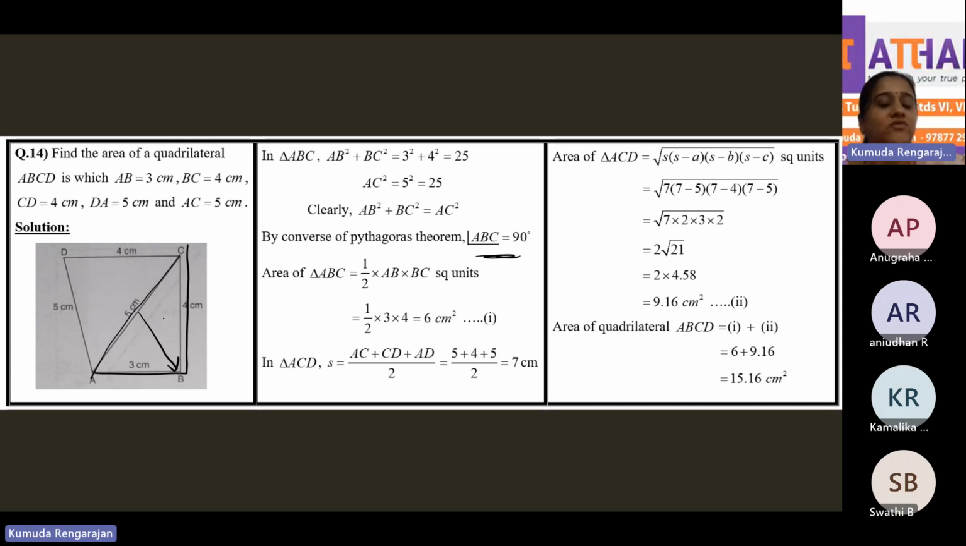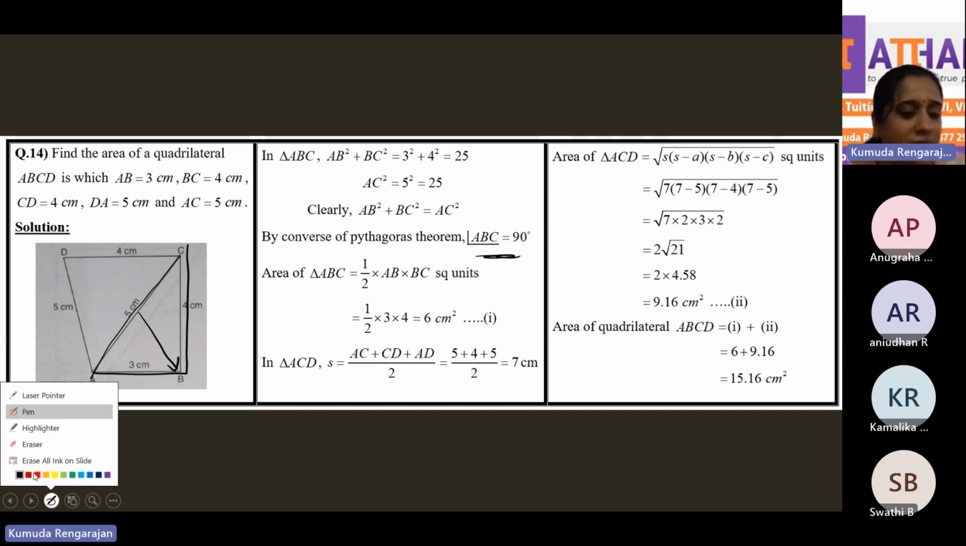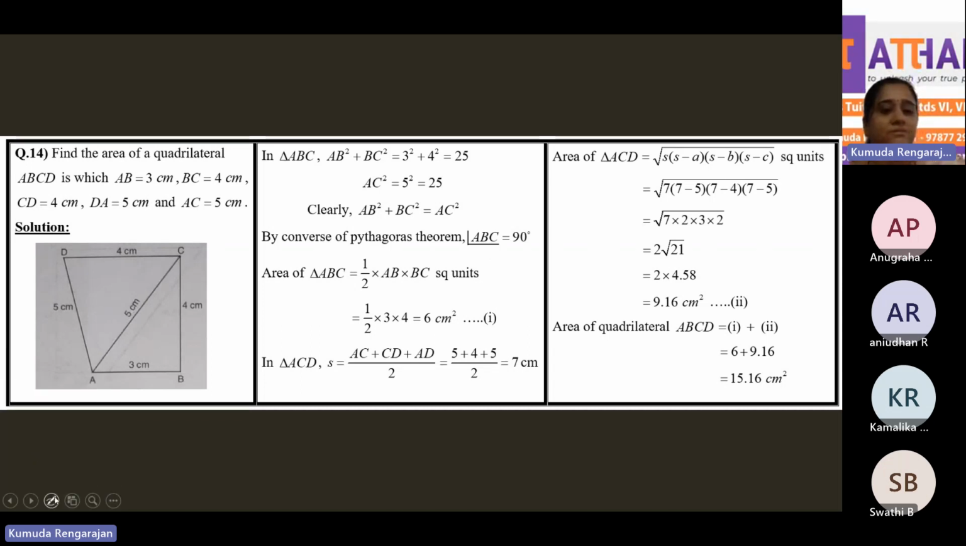So we don't have to find the area of this triangle using Heron's formula. You can use the formula half base into height because it's a right triangle, right? So half into base AB into altitude BC. Half into 3 into 4, which is 6 centimeters square.